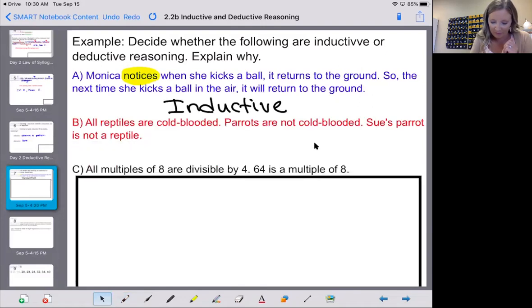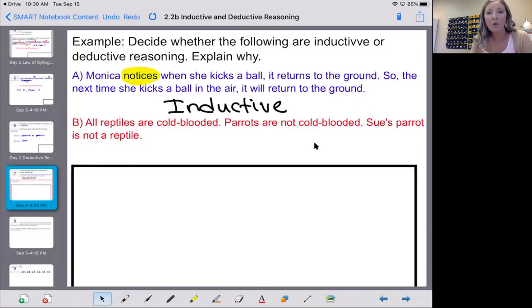All right, next. Part B says, all reptiles are cold-blooded. Now, first of all, did you notice that, or is that true? It's a fact. So all reptiles are cold-blooded. Parrots are not. They are not cold-blooded, and so Sue's parrot is not a reptile. Now, is that based on fact, or did she notice that this happened or see it happening? Is it a pattern? So all reptiles are cold-blooded, fact. Parrots are not cold-blooded, also fact. Sue's parrot must not be a reptile then. So that last portion here, Sue's parrot is not a reptile, what is that based on? Is that based on a fact, or is it based on a pattern? And since it is based on a fact, we would call that deductive.